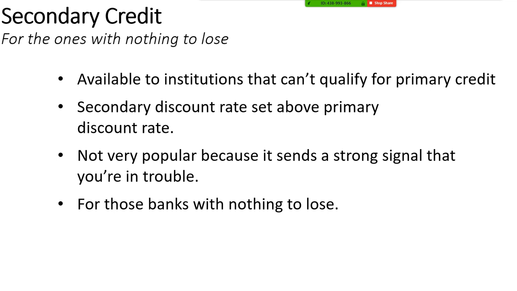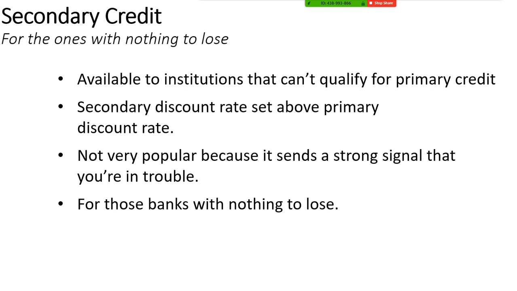So the only banks that would take this hit to their reputation are those that would effectively fail without this loan, but whose problem is such that the loan may actually fix it. These institutions are really standing on a knife edge. And because of the signal that taking these loans sends, these loans are not very popular. During the financial crisis, for instance, secondary credit represented roughly 1% of discount lending. So it's not very popular at all.